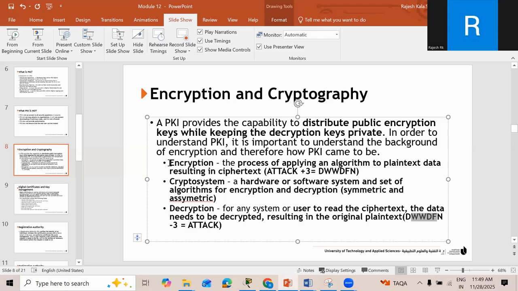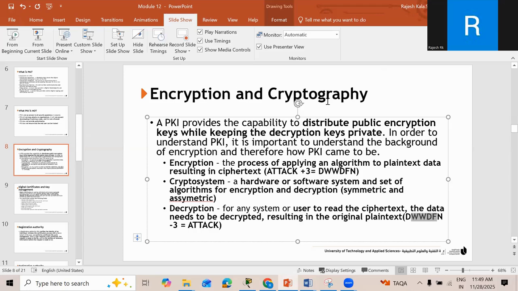Now, what is a crypto system? It's a set of hardware and software and a set of algorithms for encryption and decryption. The hardware, software and algorithms used for encryption and decryption are called a crypto system. It may be symmetric or asymmetric. Symmetric means using the same key for encryption and decryption, either public or private. Asymmetric means one key for encryption, say the private key for encrypting data, and the public key for decryption.